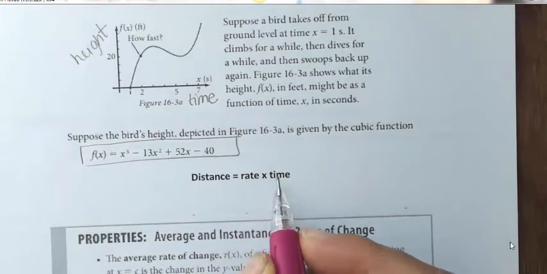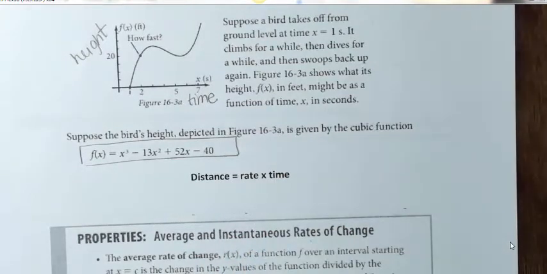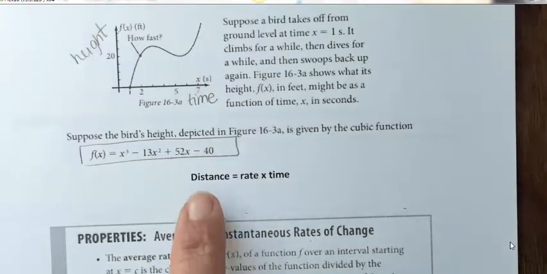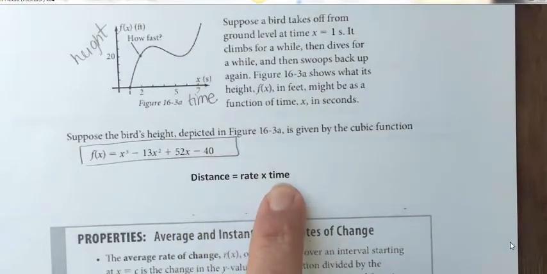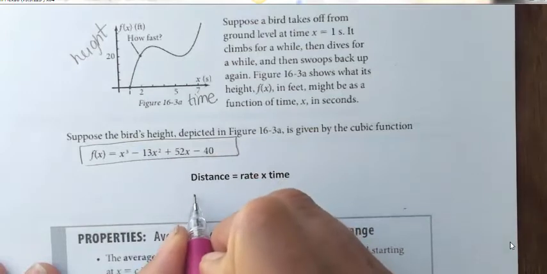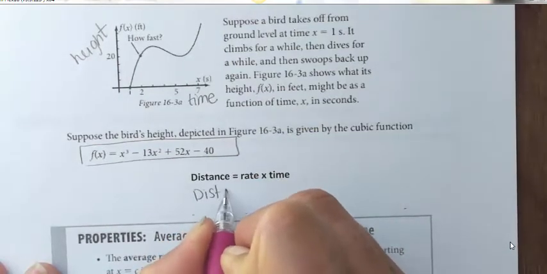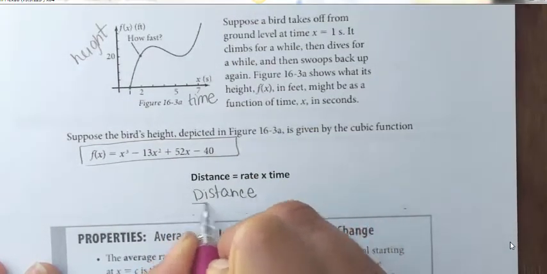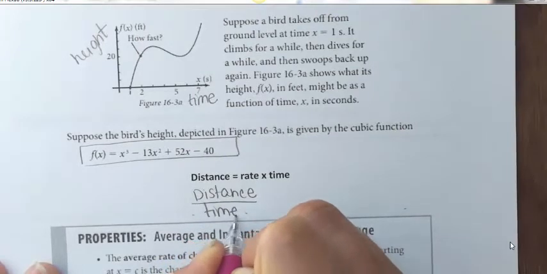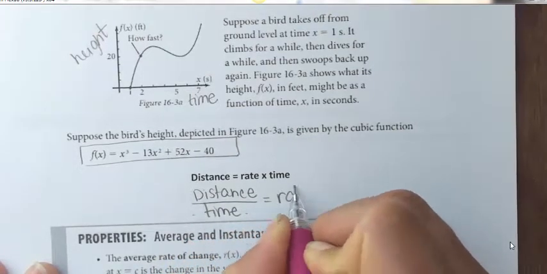Distance equals rate times time. Okay? Well, if we want to know what the rate is, then we have to take the distance and divide it by time, right? So basically, anytime we're talking about rate, distance divided by time will give us the rate.